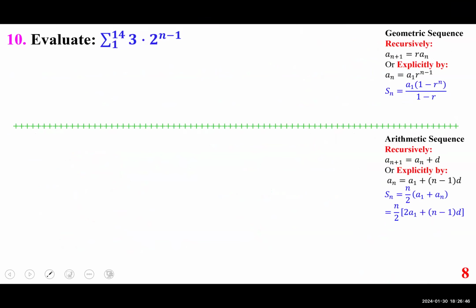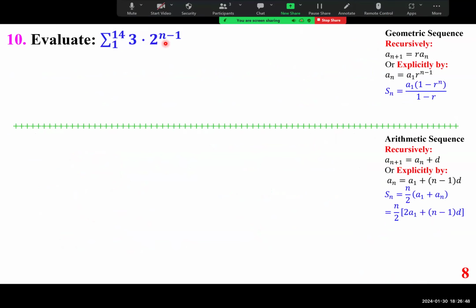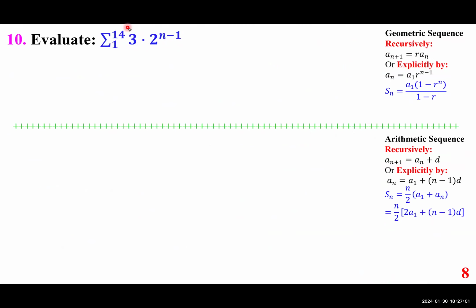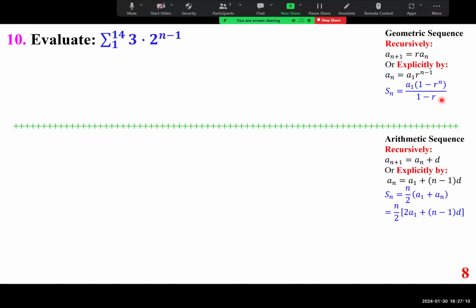We want to evaluate the summation of 3 times 2 to the power of n minus 1 as we go from 1 to 14. Okay. And I hope you recognize it is a geometric sequence. And since we're adding them up, we call them geometric series. Again, reminding you of geometric sequence, arithmetic sequence, and the summation for a geometric sequence, S sub n is a sub 1 times 1 minus r to the power of n over 1 minus r.